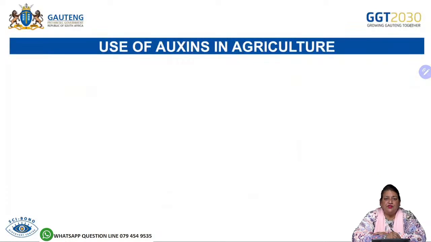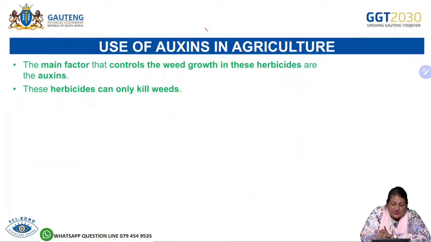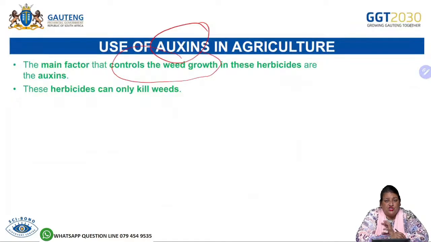Right, now we're going to look at the use of auxins in agriculture, in farming. So when you read metric, probably you want to actually go into the agricultural field, then you need to know the functions of these plant hormones. Right, the main factor about auxins is that they control weed growth. That means a high concentration of auxins. Farmers can use a lot of auxins and actually spill them onto your weeds, and they act as a weed killer. So they will kill the broad-leaved weeds, but they wouldn't kill your crop plants.